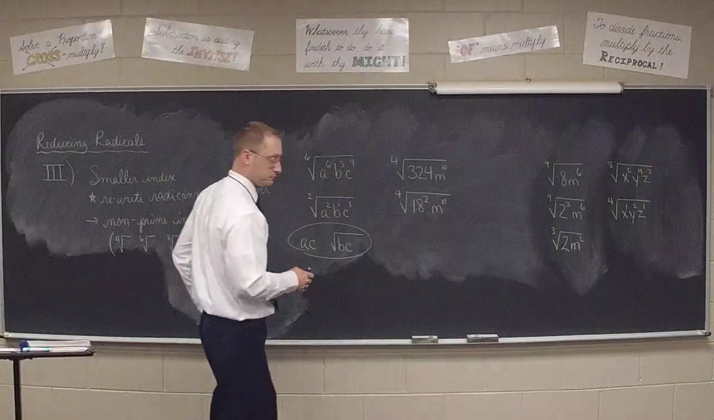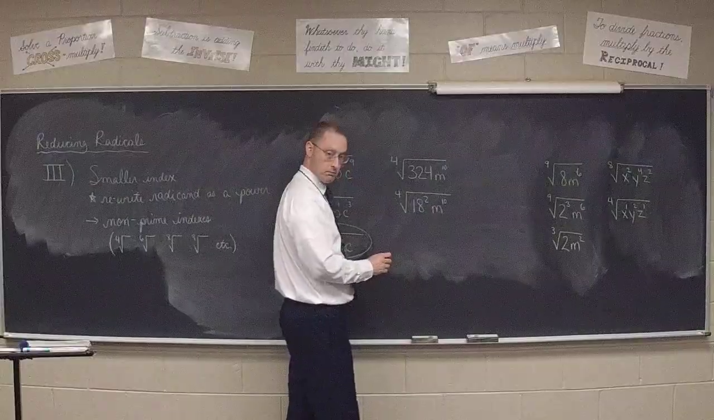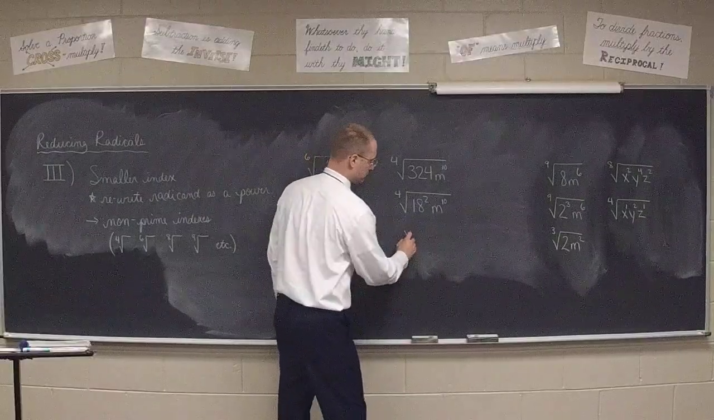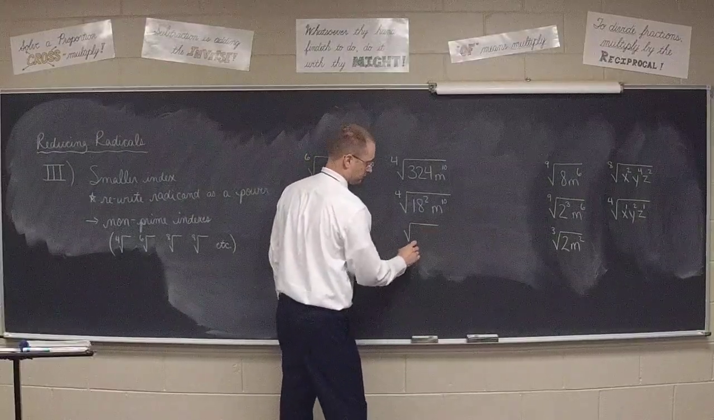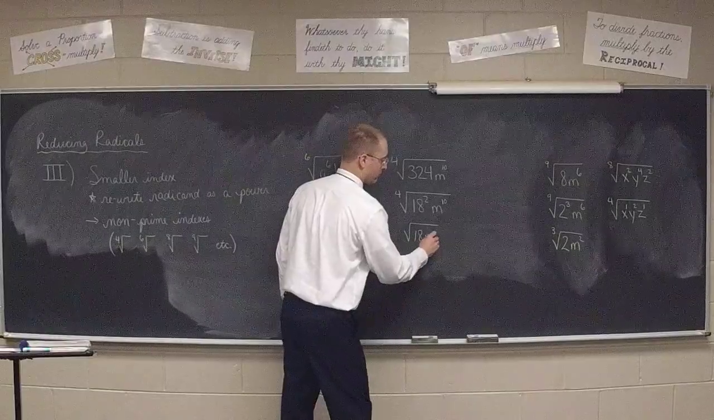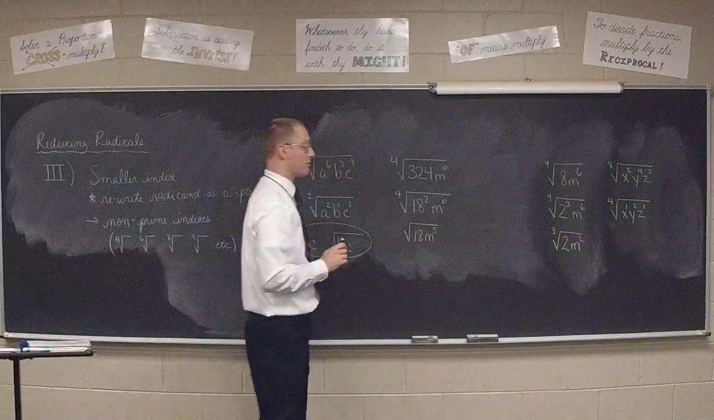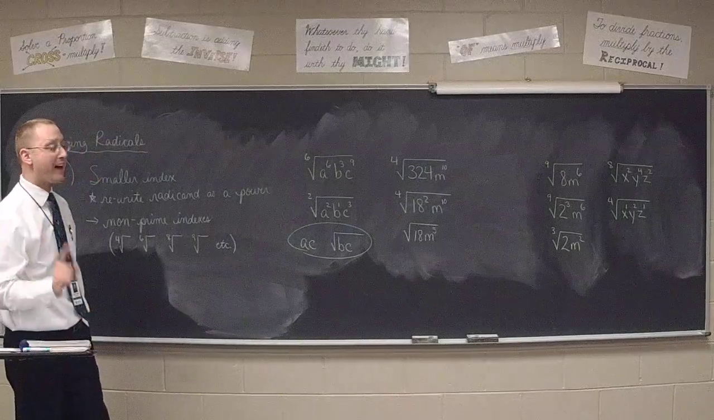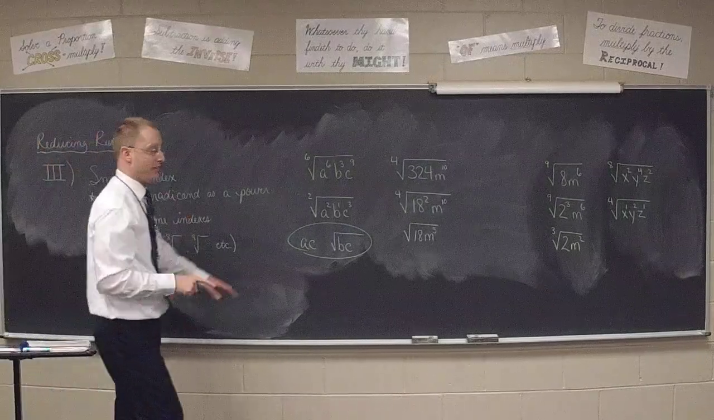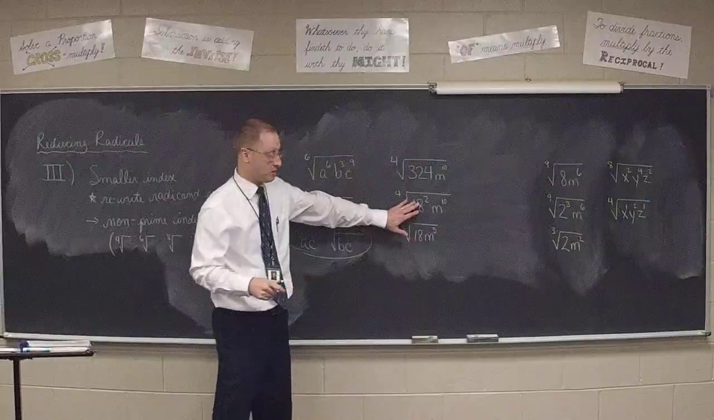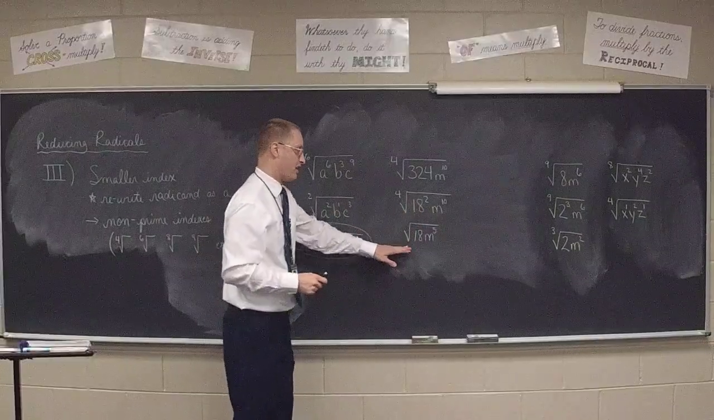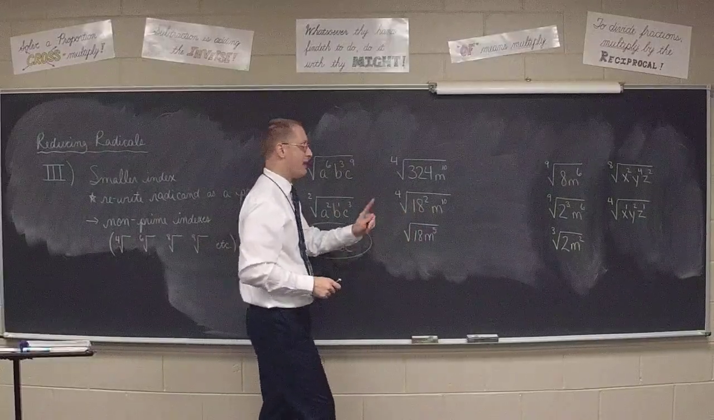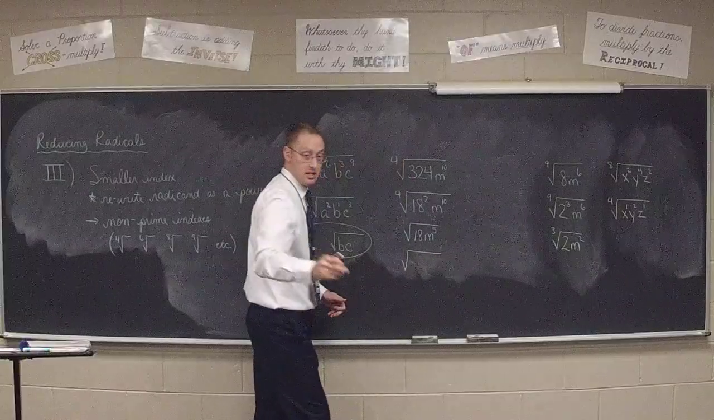What do we get now? Good, the square root of 18m to the 5th. But I'm not done, because I can still now factor the 18. I didn't want to factor earlier. I wanted to rewrite it as a power. But now that I've gotten there, now that the index is smaller, now I can factor the 18.